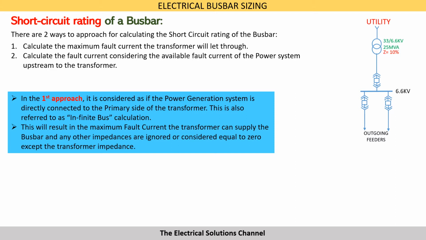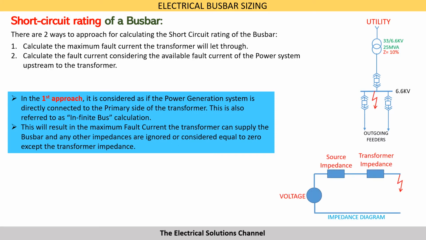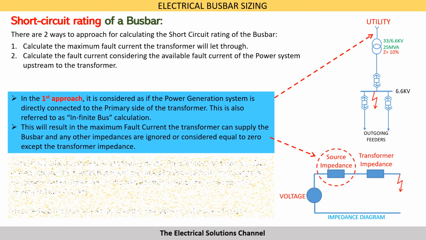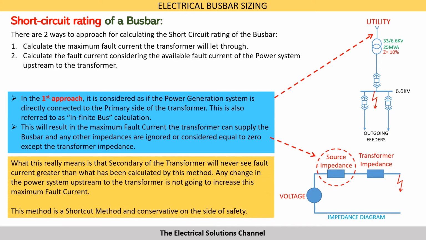This will result in the maximum fault current the transformer can supply to the busbar, and any other impedances are ignored or considered equal to zero except the transformer impedance. What this really means is that the secondary of the transformer will never see a current greater than what has been calculated by this method. Any change in the power system upstream to the transformer is not going to increase this maximum fault current. This method is a shortcut method and conservative on the side of safety.